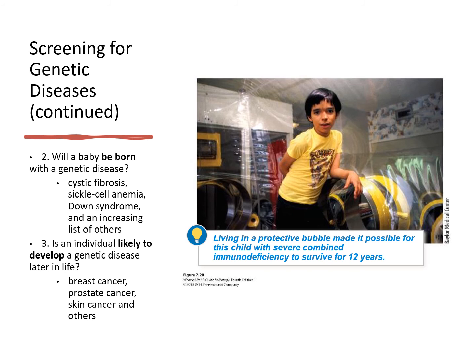The third scenario is an individual likely to develop a genetic disease later in life. These include things like breast cancer or prostate cancer, skin cancer, and others. So how likely are they potentially to develop these various conditions, which helps with preventative measures such as getting a prostate removed or a mastectomy, depending on how severe it could be.